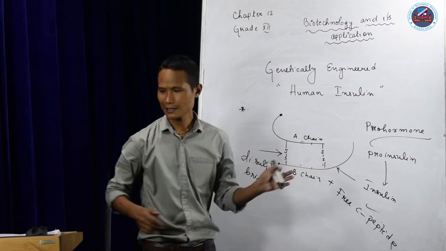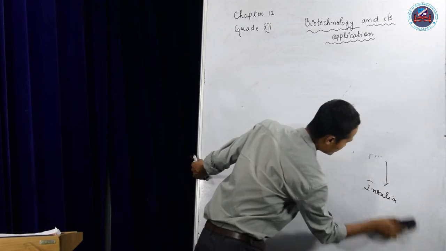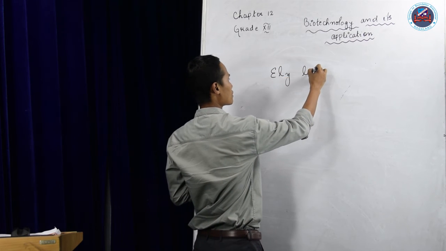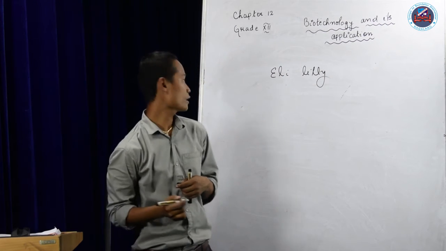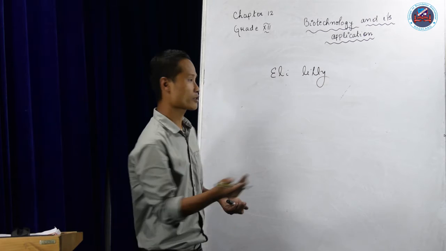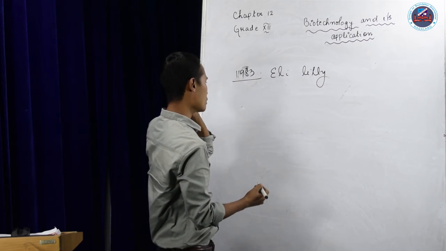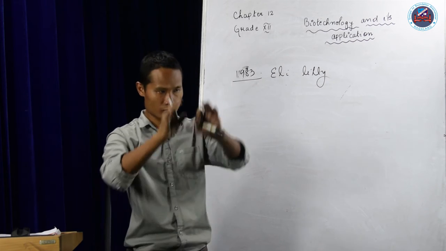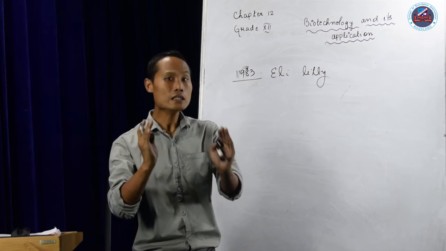So let's look at biotechnology, or rDNA technology. In 1983, Eli Lilly, an American company, genetically engineered human insulin. There was a problem: to synthesize only the mature insulin, because A, B, and C chains all get produced, but we need only insulin, not the proinsulin.